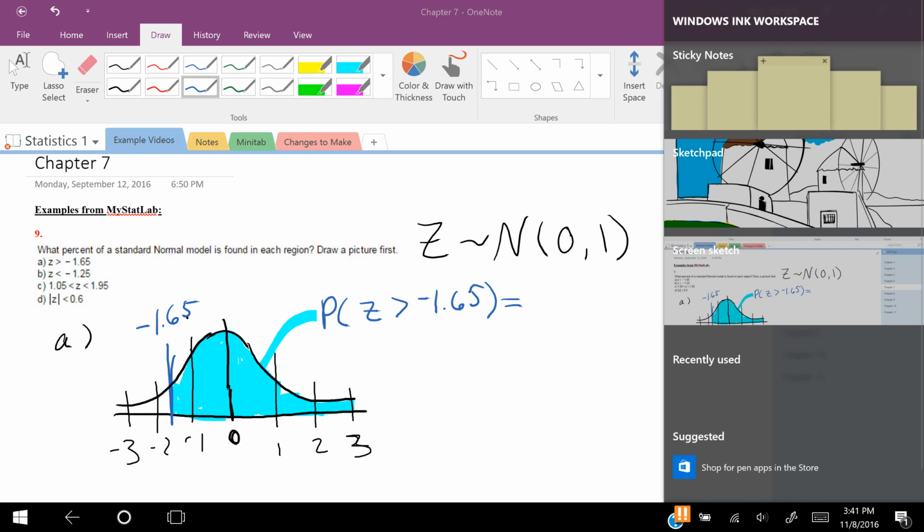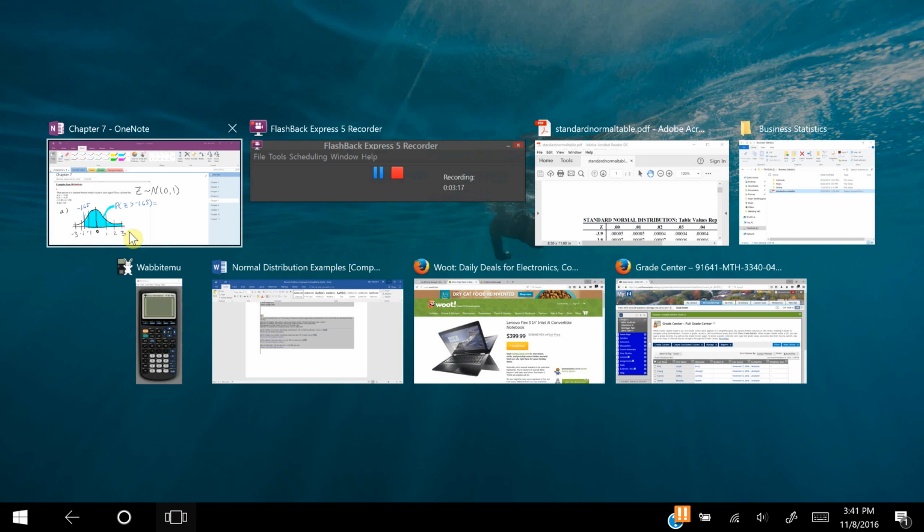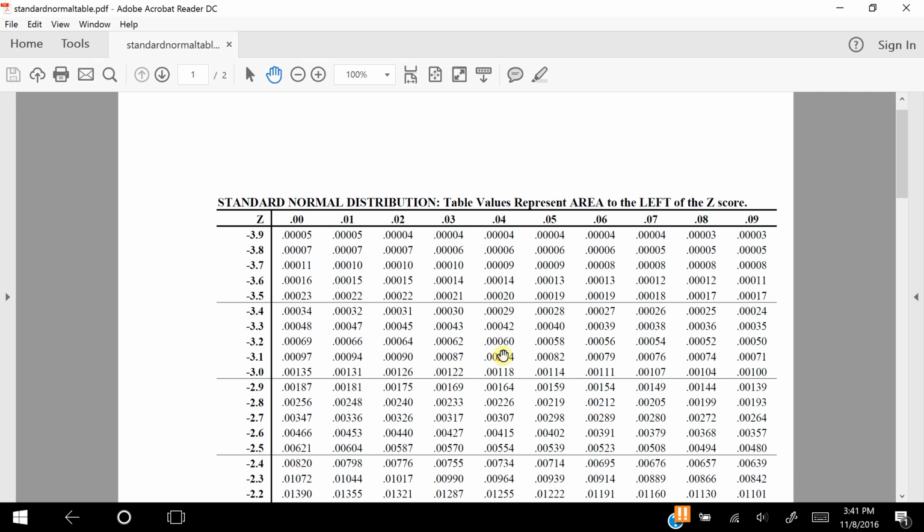I can use the standard normal table. You notice the table always represents area to the left, which means it gives the values that are less than the particular score you're looking at, so it won't match what we're doing right now. It'll give us the opposite of it, but we can figure that out real quick.